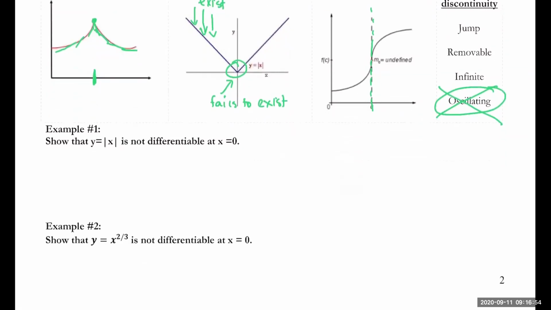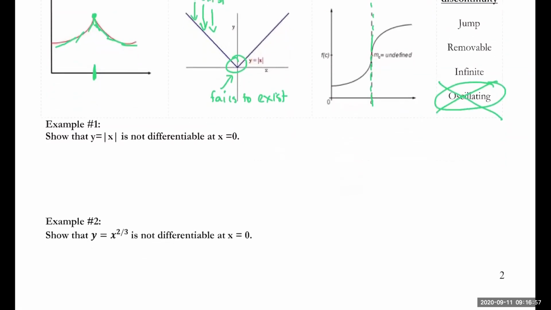Okay, so examples 1 and 2 ask us to show that the absolute value function is not differentiable at x equals 0. I'm going to do it 2 different ways. For this one, I'm going to break the absolute value function, which you've done before, into a piecewise function. On the left-hand side, for all values x less than or equal to 0, we have the line -x. On the right-hand side, it's +x. We could put the equality either on the top or the bottom, it doesn't matter. Just pick one or the other.